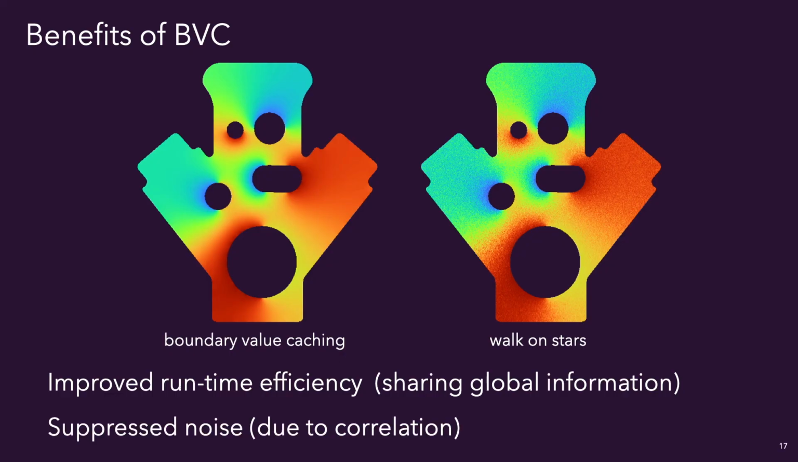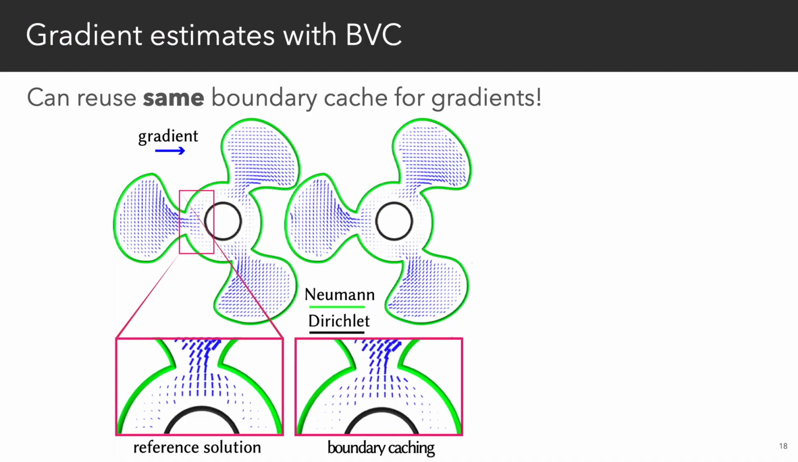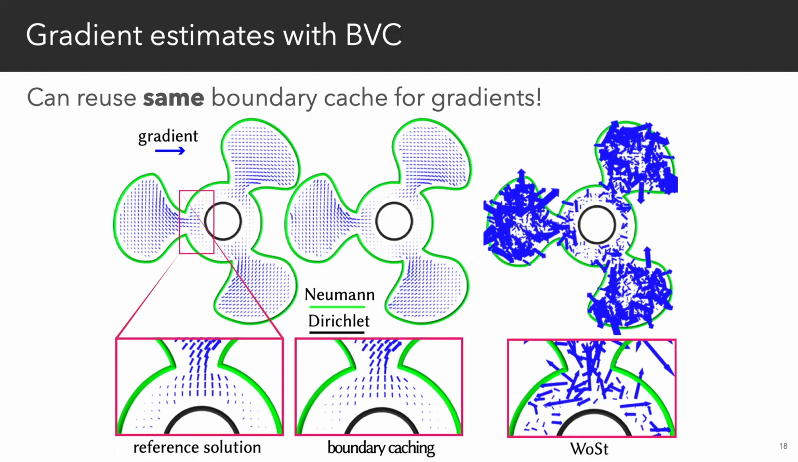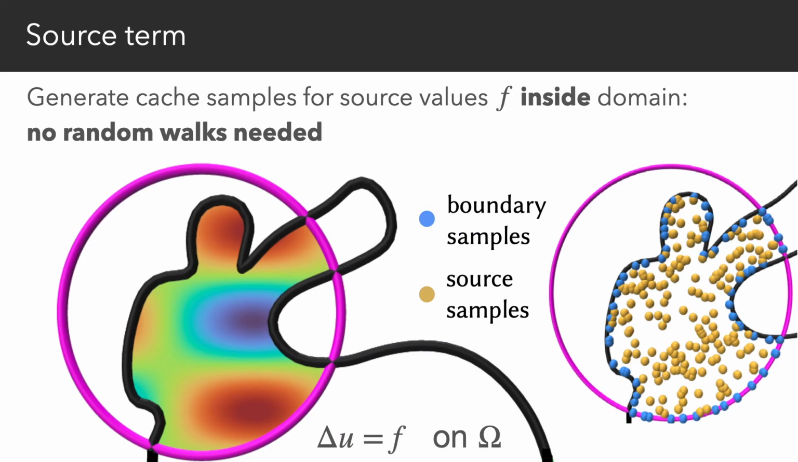We find that by reusing boundary samples, BBC also suppresses the typical salt and pepper noise found in most Monte Carlo algorithms because it introduces correlation among different solution estimates. We can actually also use the exact same boundary estimates to compute spatial gradients of the PDE solution, which have far less noise compared to gradients computed using walk on stars. For Poisson equations, we require sample points inside the domain, but we don't need to run any additional random walks because the source term is known.